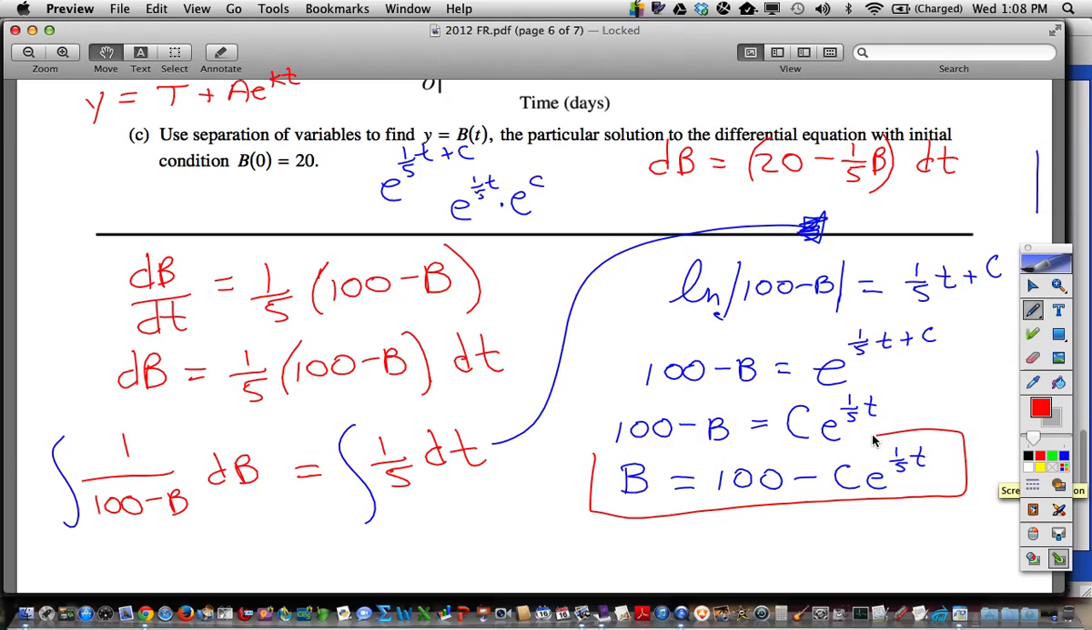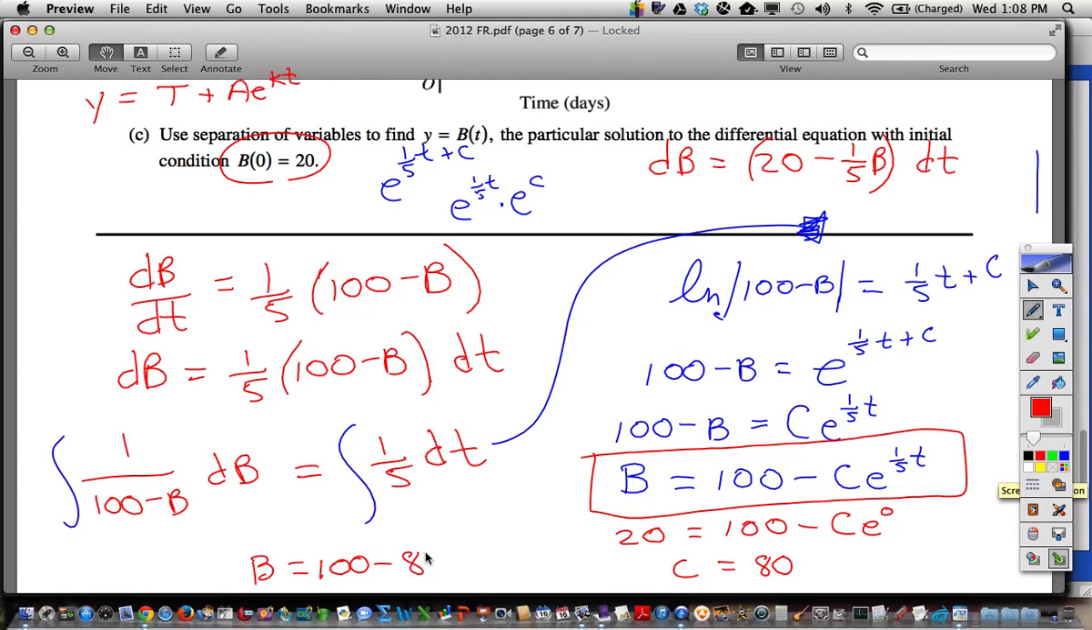Now, we're not done because this one says they want us to put in this initial condition. So let's do that. So we put our 20 in here. We put our 0 in for t. 1/5 times 0 is 0. What's e to the 0? That's 1. So c has to be 8. So final answer is b equals 100 minus 80 e to the 1/5 t.